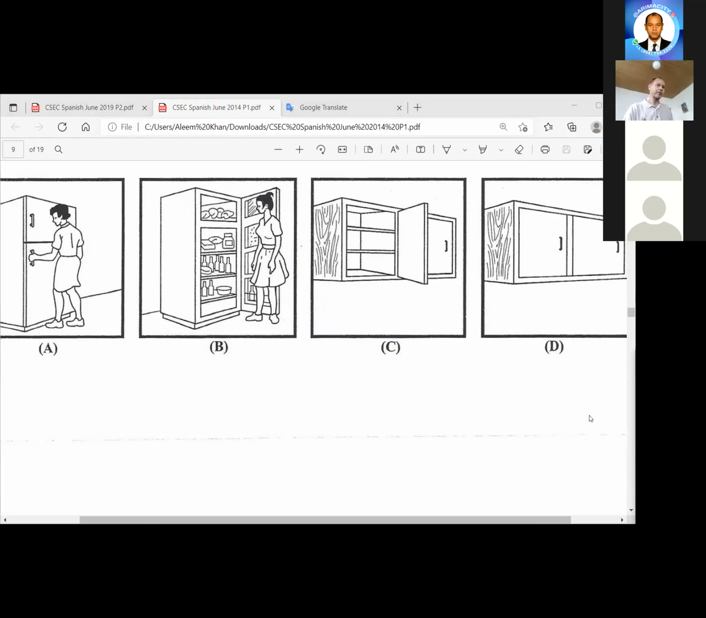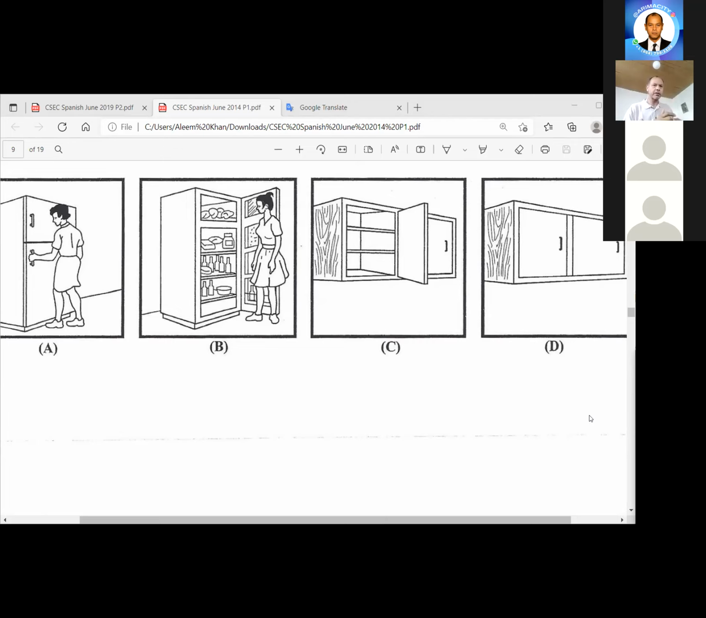The sentence tiene que estar en español. Choose the correct sentence. La chica está revisando la comida en la nevera. La B. Perfect.